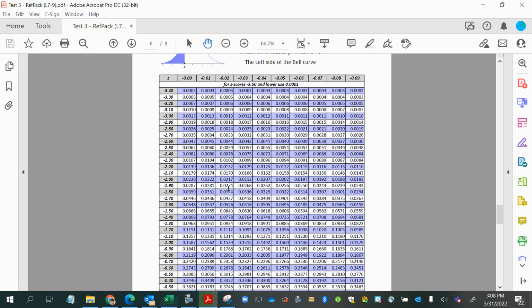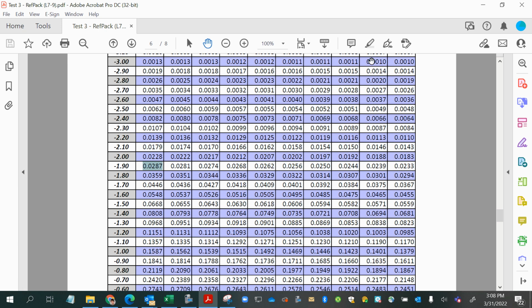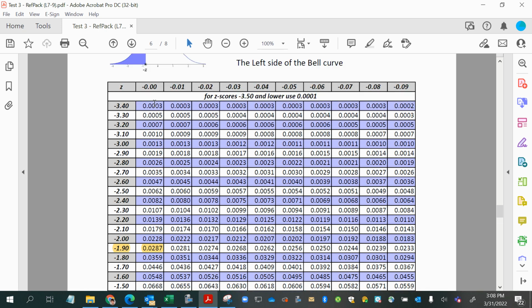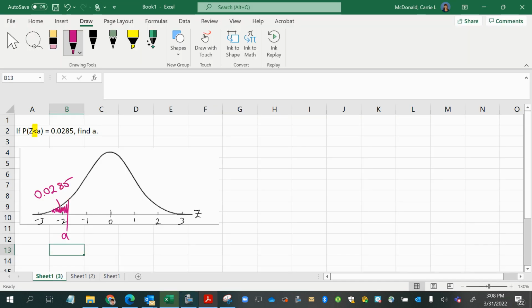If I look up 0.0285 in the table, the closest thing is right here, 0.0287. And then I can work my way out to find the z-score that corresponds with that. So the z-score would be negative 1.9 as the first two digits, 1.9. And then the last digit, since it's in the first column, would be 0. So negative 1.90 would be the z-score rounded to two decimal places. So that would be the best answer if you're using the z-score table.